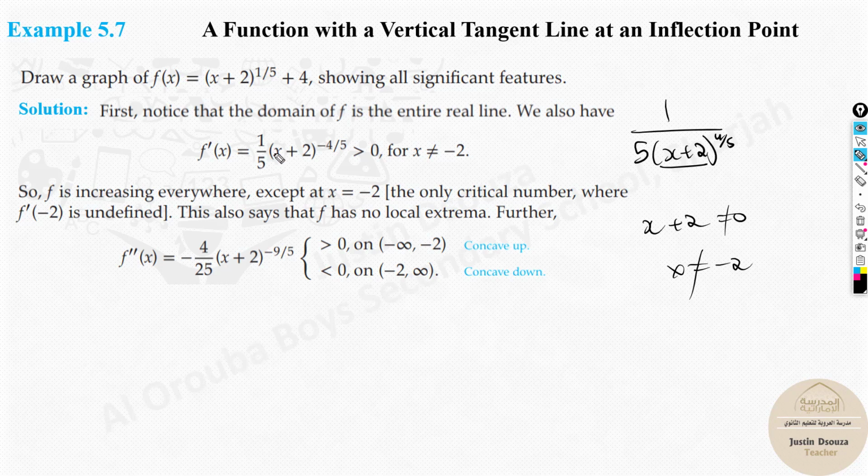Now, when you differentiate this again, what happens? Now here, this comes down. It will be -4/5, and 5 times 5 is 25. So -4/5 times x, again power minus 1, it will be 9/5. Now again, this will be written as -4/25 (x plus 2) to the power 9/5.